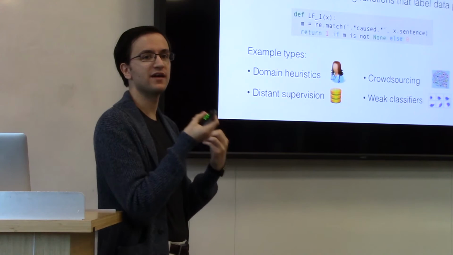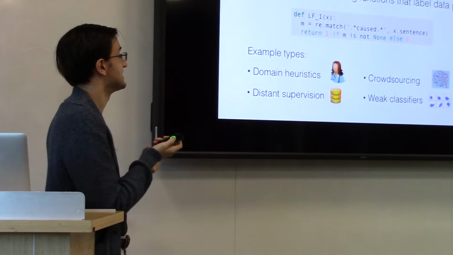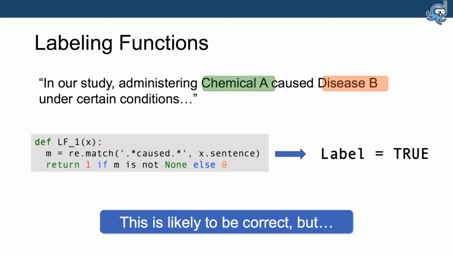And that is that these labeling functions are noisy. What I mean by that is, if we look at this example here, we have some input sentence that says, in our study, administering chemical A caused disease B under certain conditions. Then we're going to apply this labeling function, for example. And because we see the word "caused" in it, the labeling function is going to say true. Yes, that sentence actually says that A caused B.